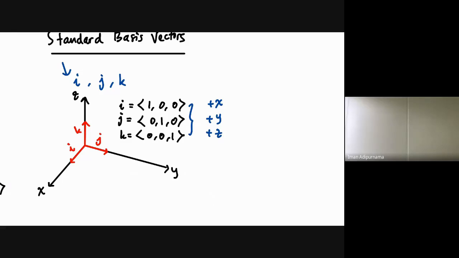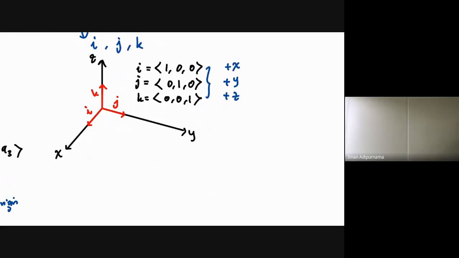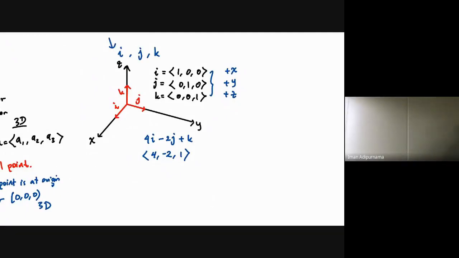So we can have, for example, 4i minus 2j plus k. So let this be our vector. We can also write this as 4, minus 2, and 1. Okay, this is just a reminder of how to write a vector. That's called the standard basis vectors.